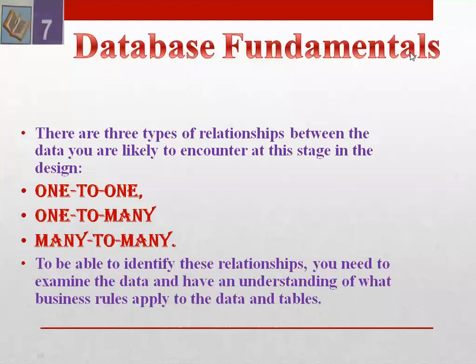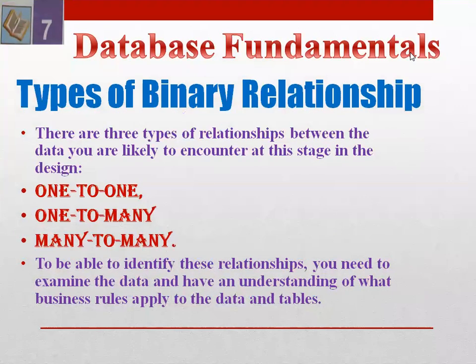There are three types of relationship between data you are likely to encounter at this stage in the design: one to one, one to many, and many to many. All these are the types of binary relationship. To be able to identify these relationships, you need to examine the data and have an understanding of what business rules apply to the data and tables.